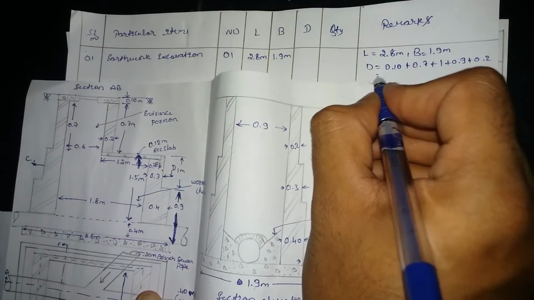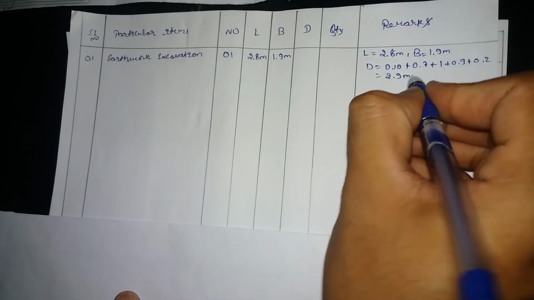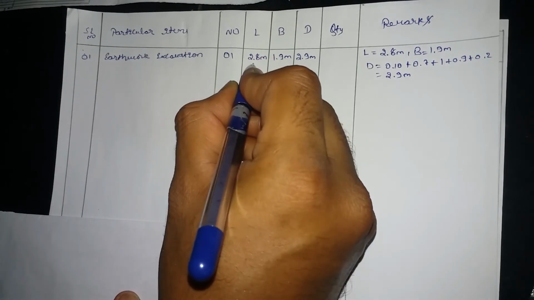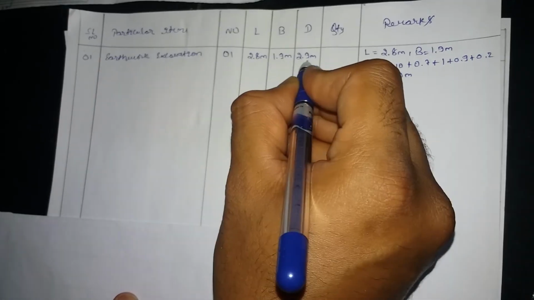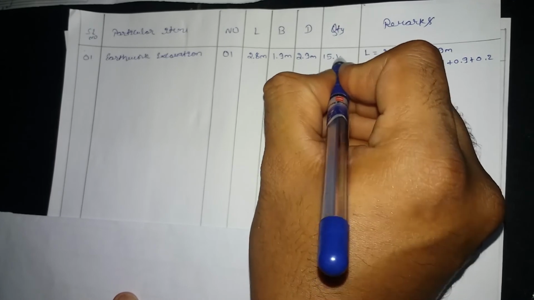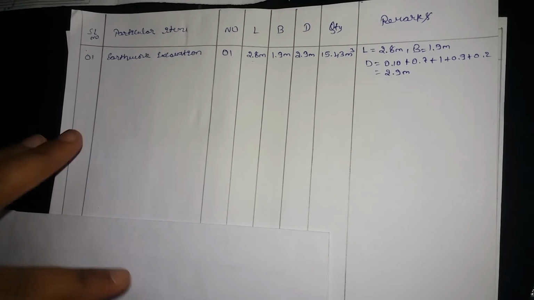So now what is the total quantity? Just add that in a calculator, you'll get around 2.9 meter. So this is your depth, 2.9 meter. So just multiply 1 into 2.8 into 1.9 into 2.9, you will get around 15.43 meter cube. So this is how we found out the earthwork excavation. That's it, only we need to find out the earthwork excavation.